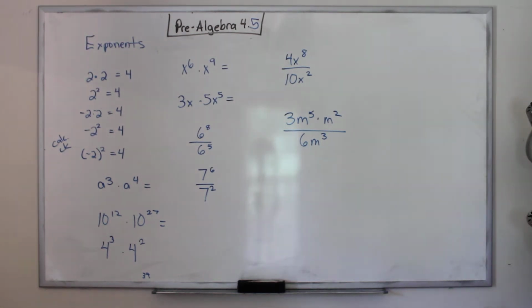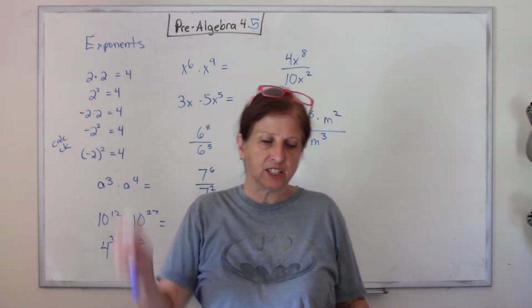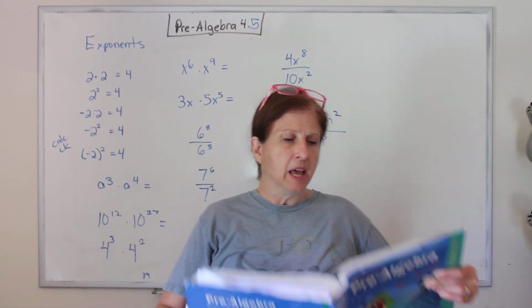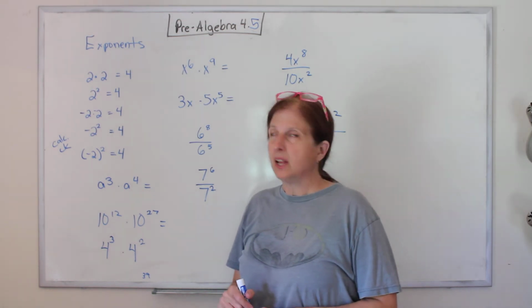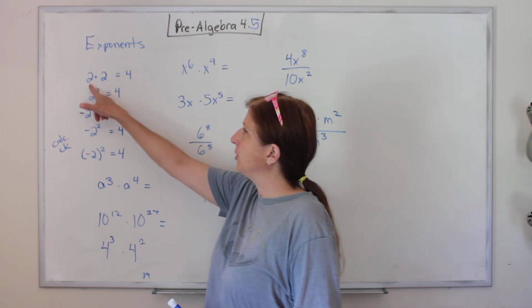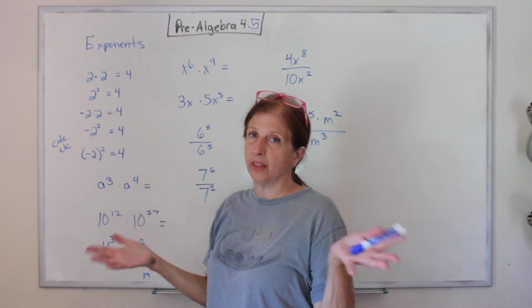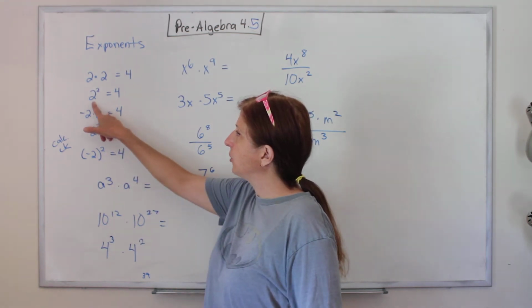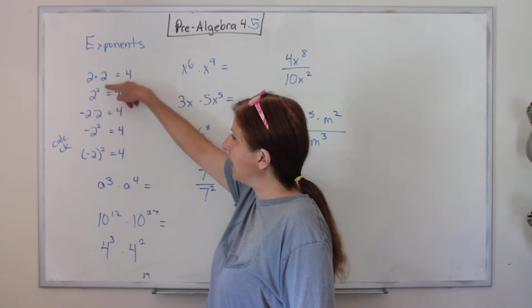Welcome back to Pre-Algebra Chapter 4, Section 5 in this book. We're going to learn about some of the rules of exponents today. So first you need to remember what an exponent is. Here I have 2 times 2 equals 4. 2 and 2 are the same thing, so I can write it 2 to the exponent of 2, and that is the same thing.